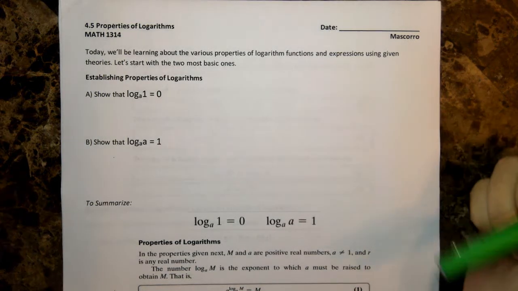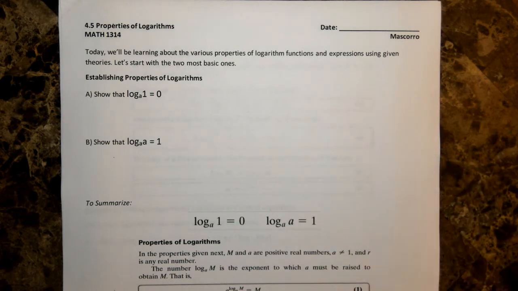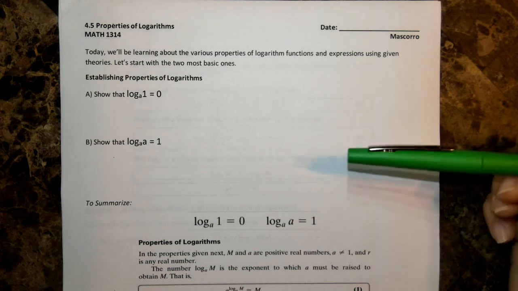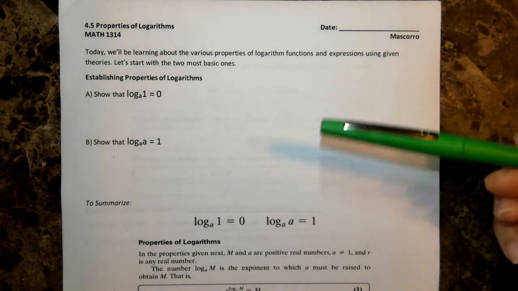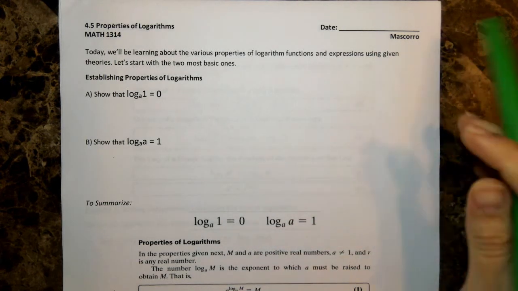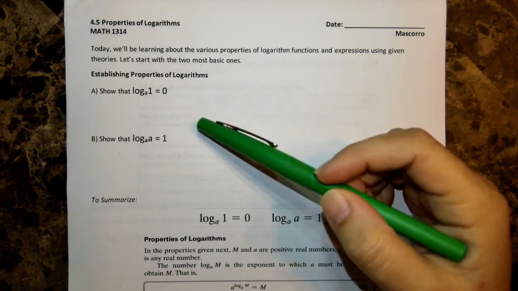Okay, so today's lesson is going to be properties of logarithms. Last lesson we learned what a logarithm is. It's just the inverse of an exponential. So what we're looking at today is specific properties of logarithms and different theorems that we're going to be working with. So let's go ahead and start with the two basic properties of logarithms.